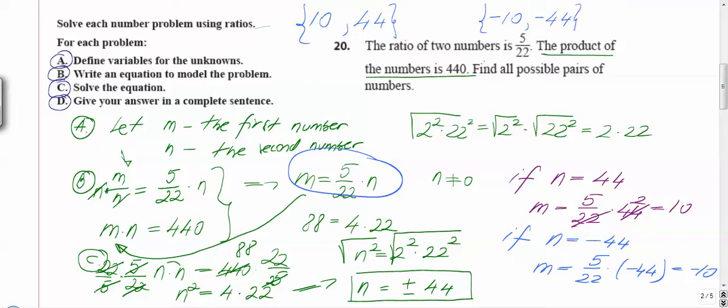And you can check, is the ratio 5 over 22? I think so, because 10 over 44 will be 5 over 22. We divide each one by 2, right? The same story with the other one, and their product is also 440. And you are done. You will give your answer in a complete sentence. You know, the two numbers are 10 and 44, or negative 10 and negative 44. Alright, I hope it makes sense.